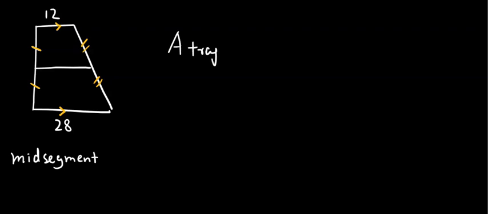Area of a trapezoid is 1/2. We have a base 1. I'm going to color base 1 green. This is base 1, plus base 2. I'm going to color base 2 right here. That's base 2. So you add base 1 and base 2, and then you're going to times the height. That is how you find the area of a trapezoid.